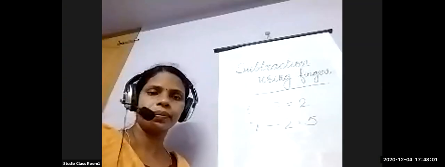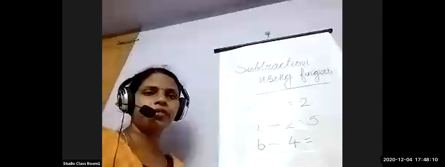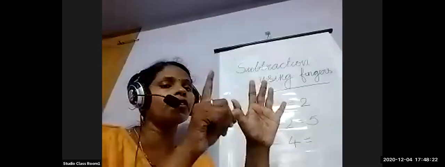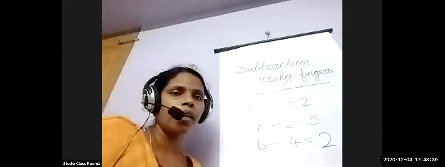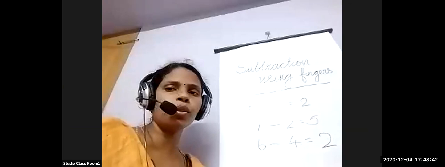Now let us see another one. 6 minus 4. So open 6 fingers. Now 6 minus 4, so from this 6, close 4 fingers. 1, 2, 3, 4. What is remaining? 2. So 6 minus 4 is equal to 2.